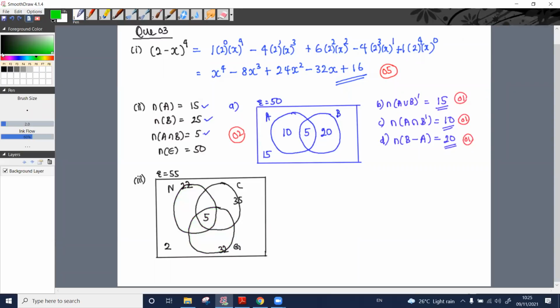And 41. Nalin or Gyan. 41. We'll mention it here. N union G. N union G equals 41.